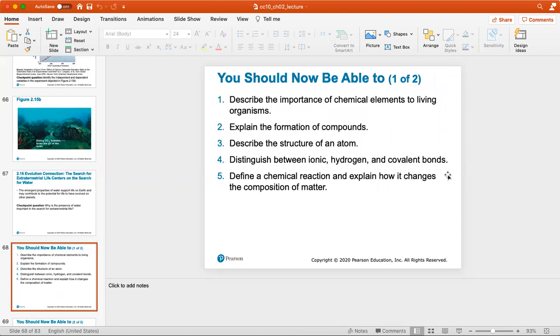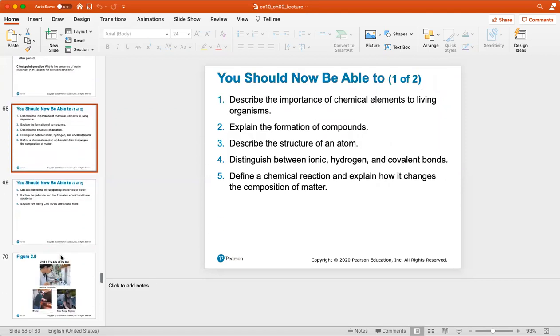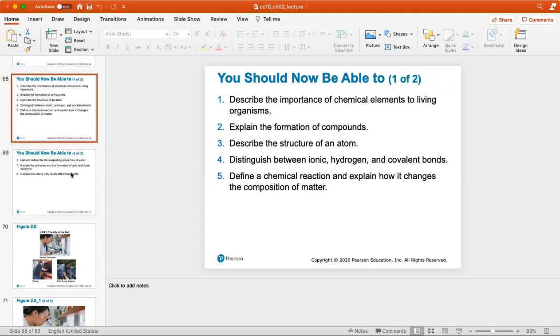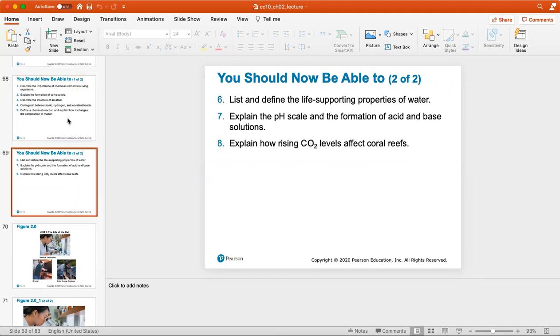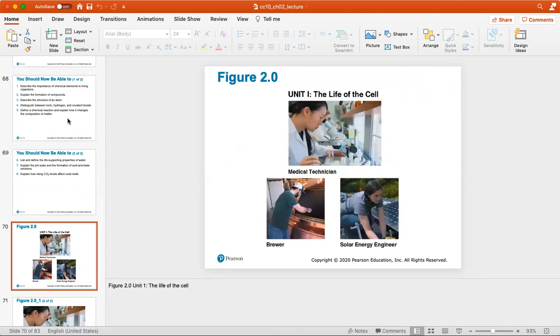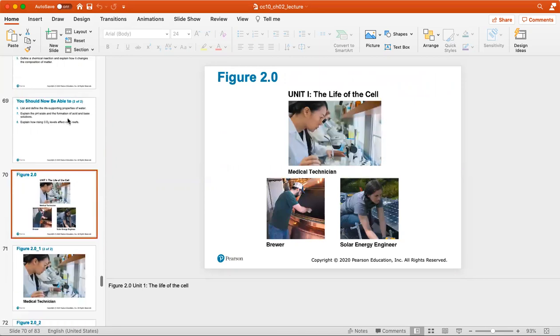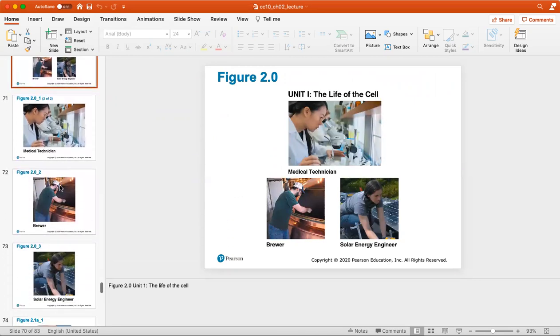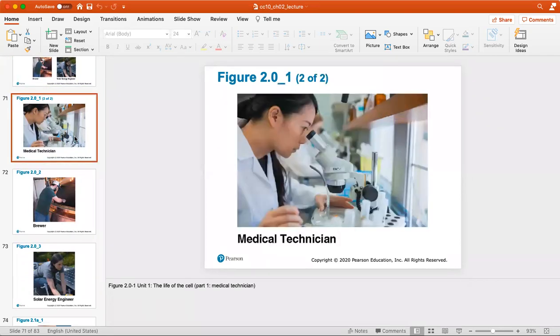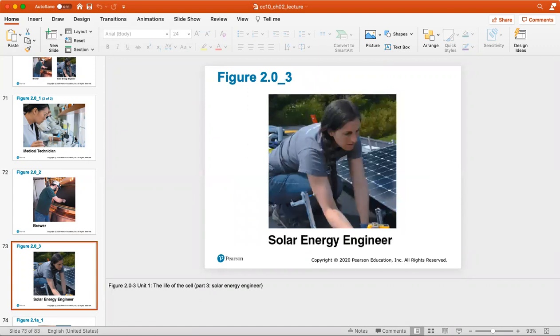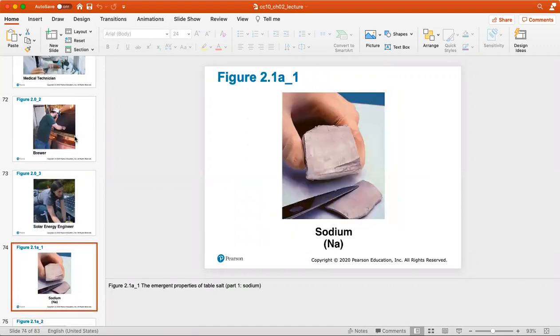And from this checkpoint, these slides just show a checkpoint at the end of the chapter, what you should be able to do to test yourself, to review, to make sure you know these 8 main points of the chapter. Unit 1 shows the life of the cell, and we're going to go over this next. And we'll talk about the life of the cell as a medical technician, a brewer, solar energy engineer.